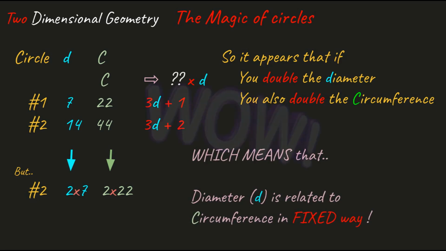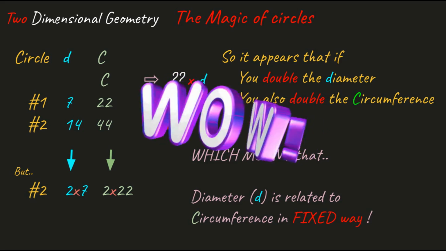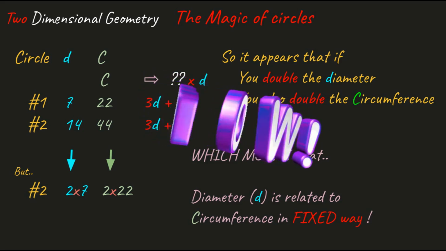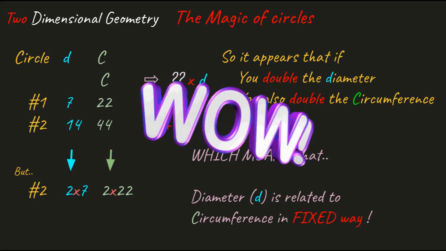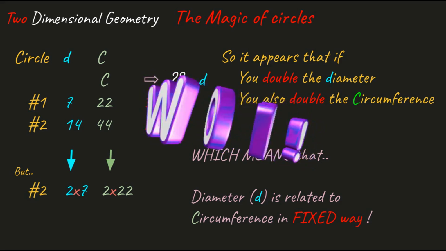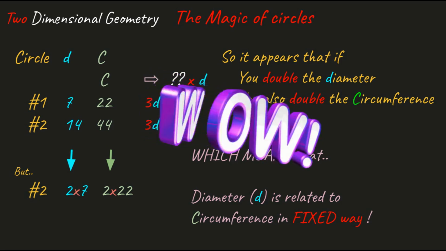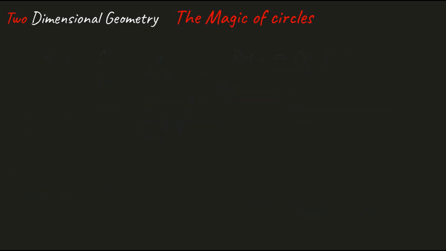And this means that we have a fixed relationship. Diameter is related to circumference in a very fixed way. And this is an epiphany moment in mathematics. The ancients looked at this and said, oh, wow, we now have a method to relate diameter to circumference. And we need to understand that a little bit more. So let's develop the mathematics a little bit further. So I'm taking you through the journey of what the ancients did.